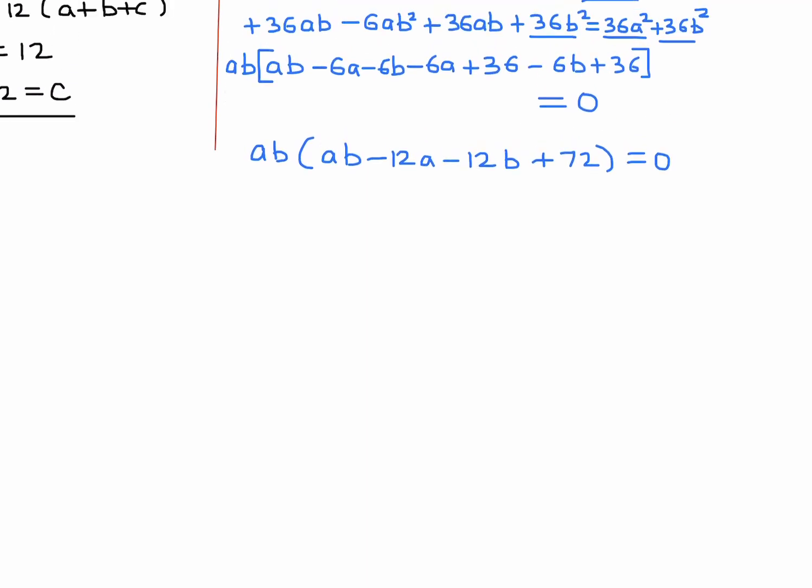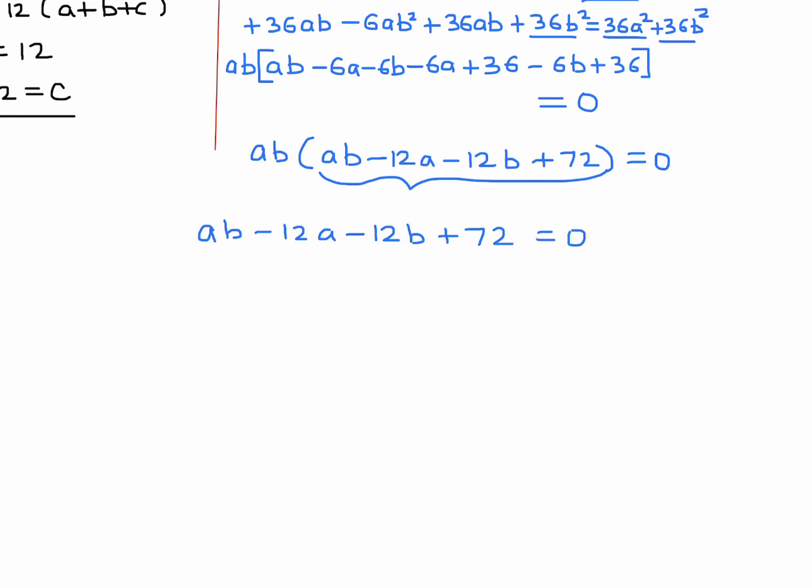Does this help us? Does this look like it's going to help you? Well, now is where we have to do a little bit of trickery. Nothing super extreme. First, you have to recognize that AB cannot be 0, right? A and B represent the sides of a triangle, so neither of them can be 0. So because neither of them can be 0, this must be equal to 0. So that means AB minus 12A minus 12B plus 72 is equal to 0.